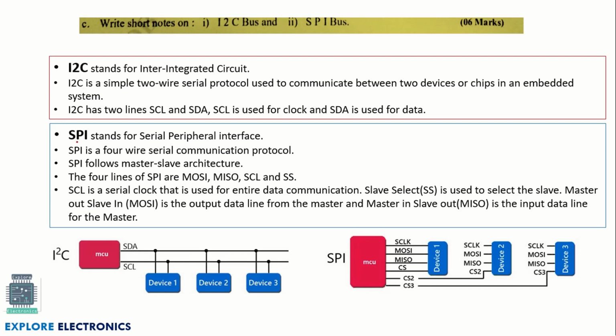And similarly we have SPI. SPI stands for Serial Peripheral Interface. This is a 4-wire serial communication protocol. Here I2C is 2-wired, and this SPI is 4-wired, you can see. It follows a master slave architecture, and the 4 lines of SPI are MOSI, MISO, SCLK, and SS: master out slave in, and master in slave out, like that. Here we have a serial clock, SCLK, and this is the clock used for the entire data communication. You can explain briefly like this. And these two are the supporting block diagrams showing the devices connected using I2C as well as SPI.